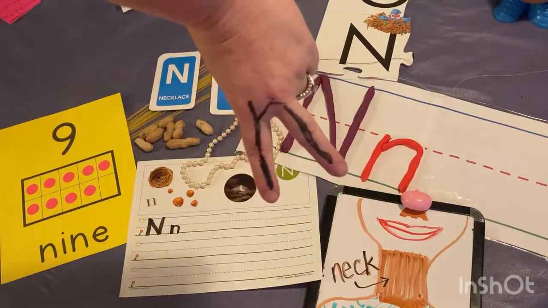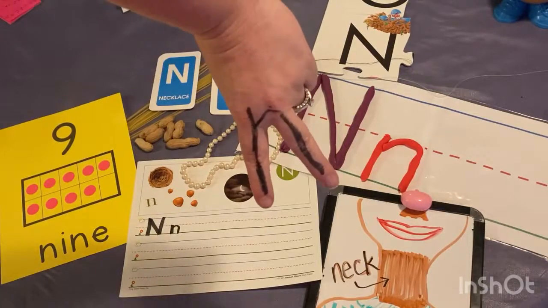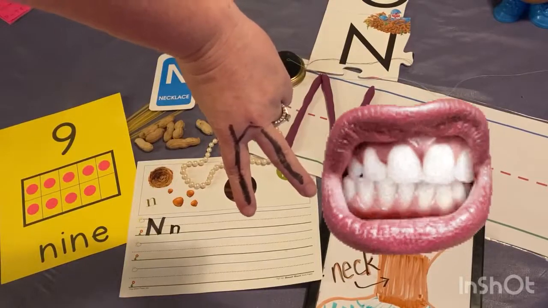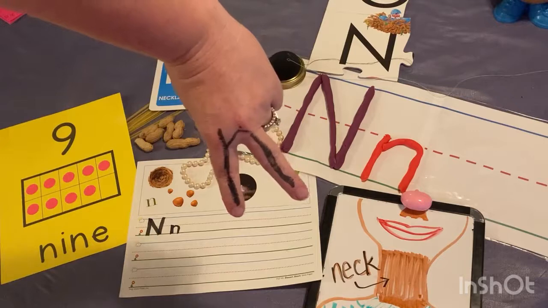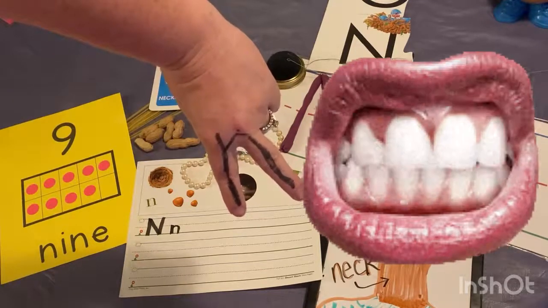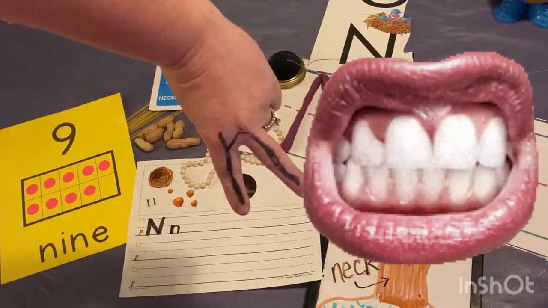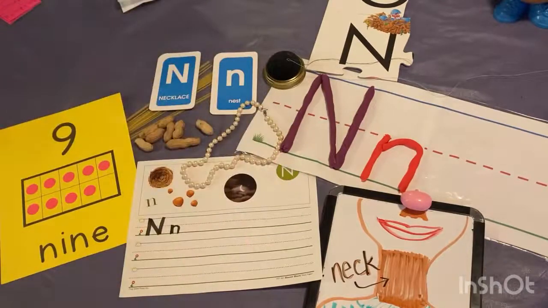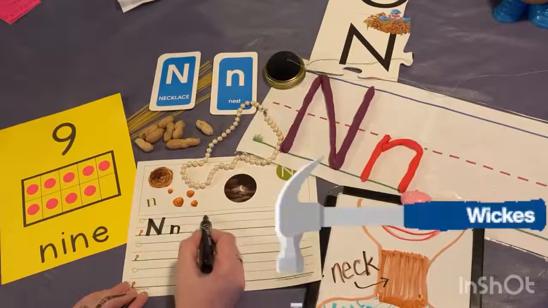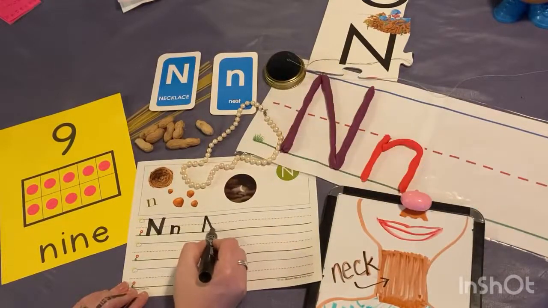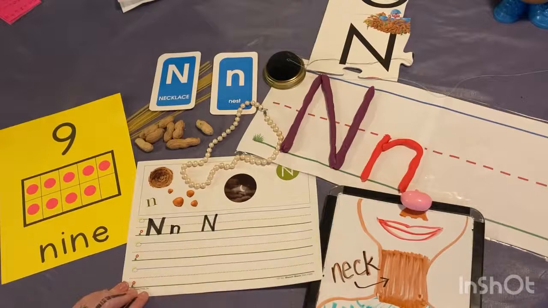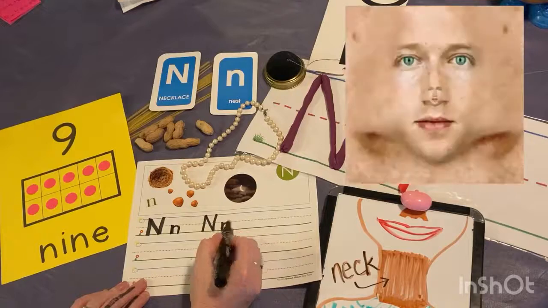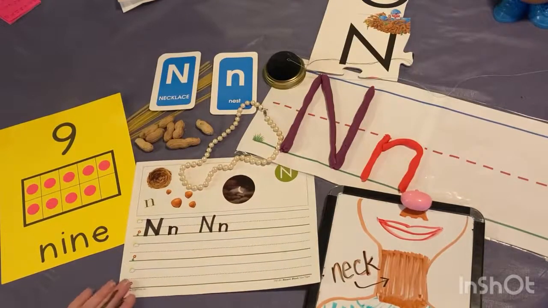So point them down at the ground and then put them by your mouth as you say N. When you make the sound N, your lips should be open, your tongue should be touching the top of your mouth. N. This is an N, and an N says N.